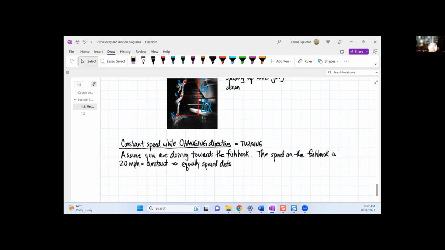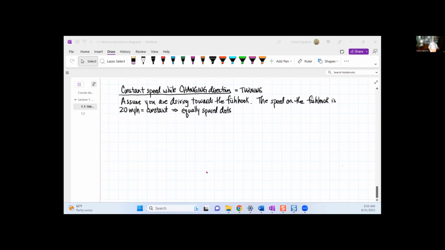We immediately know that that speed implies that we have equally spaced dots. Now, of course, if you drive faster, I don't really need to care about that. So now, here's what I'm looking at here.